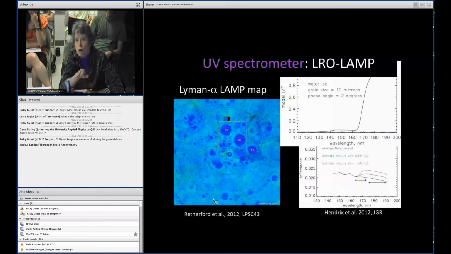They're looking for this water primary absorption in the ultraviolet. And what's shown below there is models for LAMP that you would expect to see with 0.5% and 1% water frost. So there's small variations, and that's what the team is actively looking at.